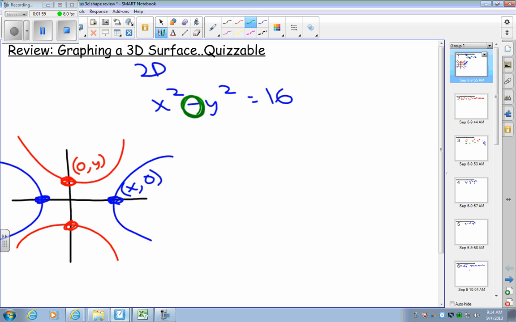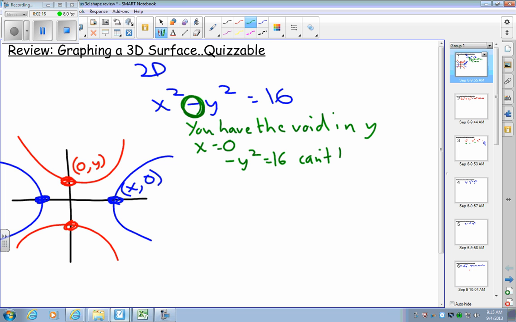Because of this negative, you have the void in y. What I mean by that is this. Try this. Set x equal to 0, and you'd have negative y squared equals 16. That can't happen. So because of that negative, there are no y-intercepts. So if you're looking at my colors again, if it was the red combo or the blue combo, it's actually going to be the blue one.